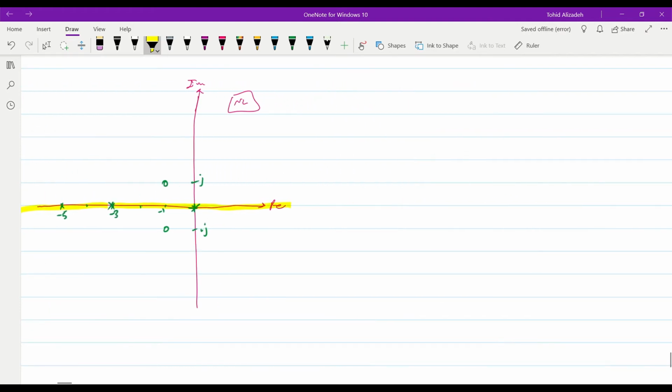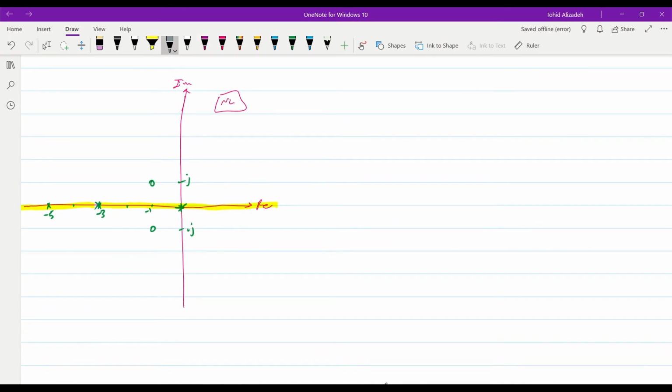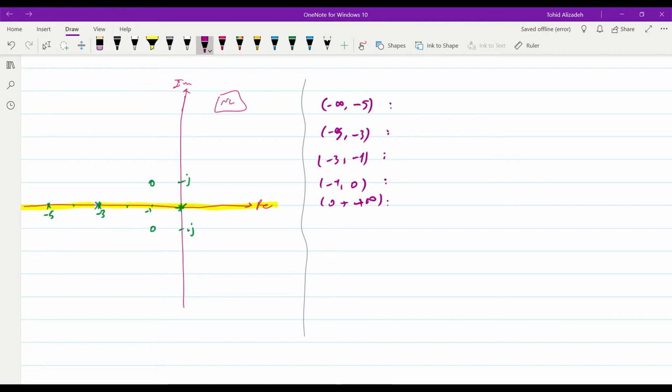Now we can check the parts of the real axis that belong to the root locus. We can divide the whole real axis into different segments: from -infinity till -5, from -5 till -3, -3 till -1, -1 till 0, and 0 till +infinity. Now we can count the number of poles and zeros to the right side of each segment.